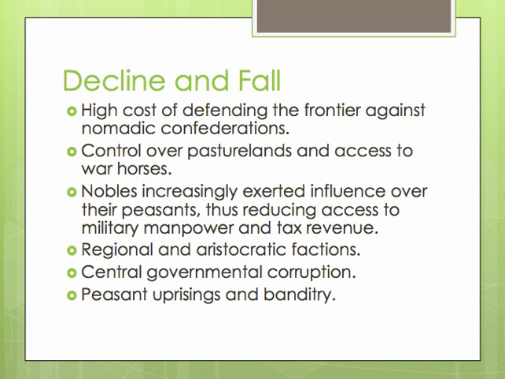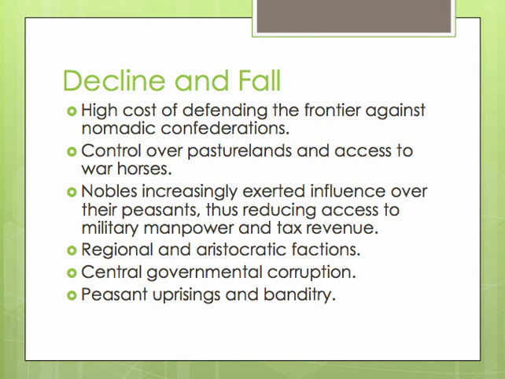Another key issue: nobles increasingly started to re-exert influence over their peasants, reducing military manpower at a time when it's most needed, and reducing tax revenue at a time when the costs of defending the frontiers are ever increasing. Regional and aristocratic factions begin to emerge in the late Han period. That's kind of a return of the old warring states period that preceded the Qin. The central government was accused of corruption. Many folks simply assumed that it would be better to hand power back over to these local governments or local aristocratic rulers for protection purposes. If the central government could not protect you from the bad guys over the hill, then maybe the local aristocrat, the local landowner, could.